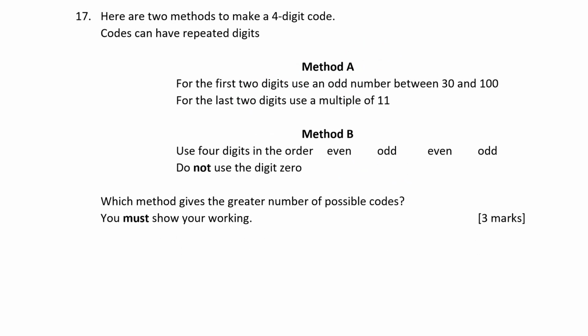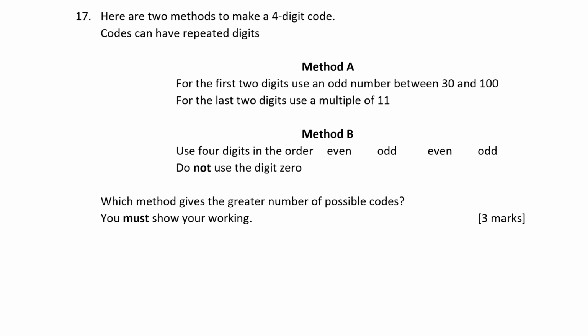Question 17. Here are two methods to make a 4-digit code. Codes can have repeated digits. Method A. For the first 2 digits, use an odd number between 30 and 100. For the last 2 digits, use a multiple of 11. And we've got method B, which says use 4 digits in the order even, odd, even, odd. Do not use the digit 0.